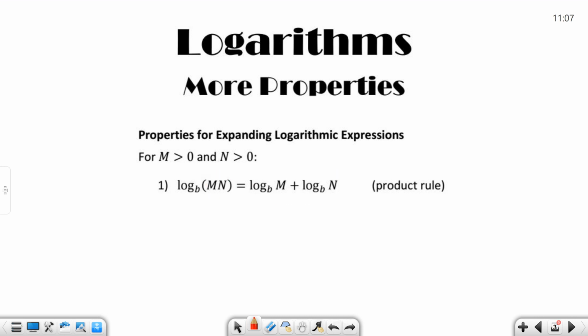And this follows our exponent rule, right? If you multiply like bases, you add the exponents. Well, logarithms are exponents, right? They're the same thing. So we're going to add the two logs together. Now, notice it's not M plus N. We don't have a rule for the log of two things added together. We have a rule for the log of two things multiplied, and it is add, right? A log plus a log. Not a log of one thing plus something else. Two logs added together. That's the product rule.